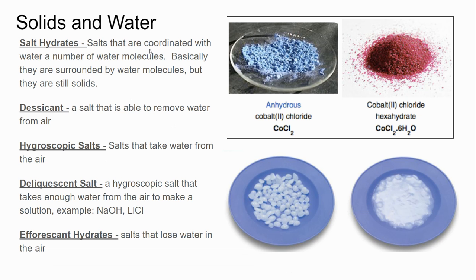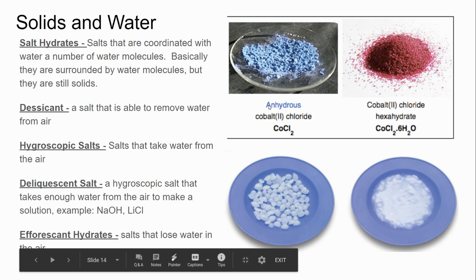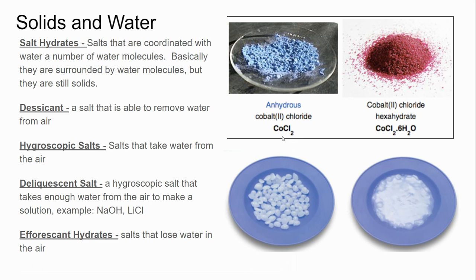Okay, so let's talk a little bit about salts. There are different properties of salts and water. So we can have something called a salt hydrate. Typically, when you see salts, you've always seen something like cobalt chloride, CoCl2, right? Now, this salt, we call it anhydrous. Anhydrous means it has no water in it.